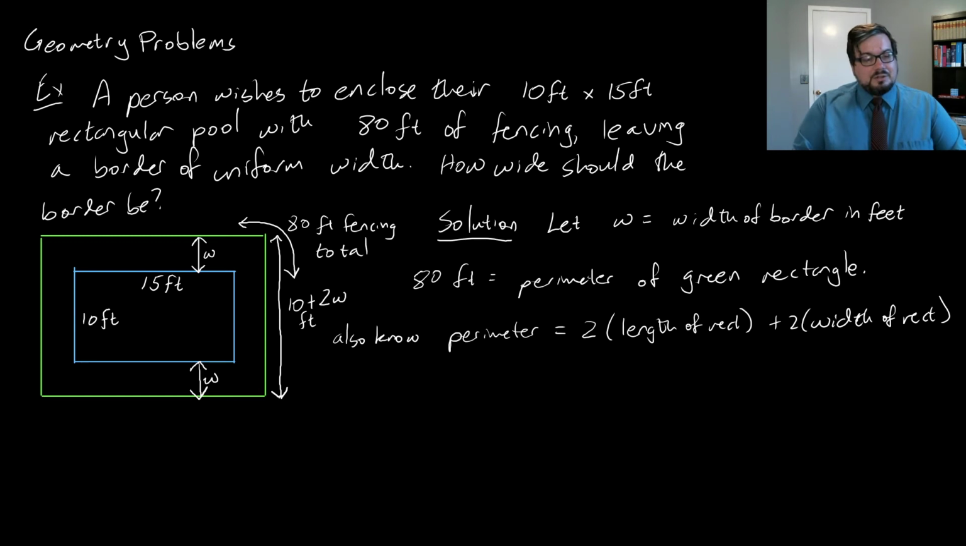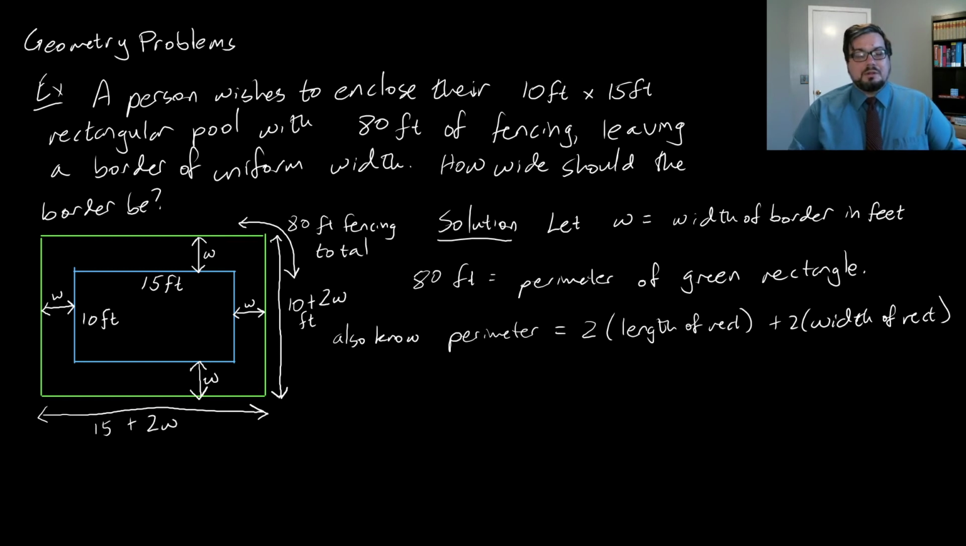And similarly, we can do the length of the green rectangle. The problem tells us that the border of this pool is supposed to be uniform all the way around. So it's supposed to be the same width all the way around. And so if we look at the length of the green rectangle, that's going to be the 15-foot length of the blue rectangle, the pool inside, plus the 2W representing the width of the border on the left and the right-hand side.